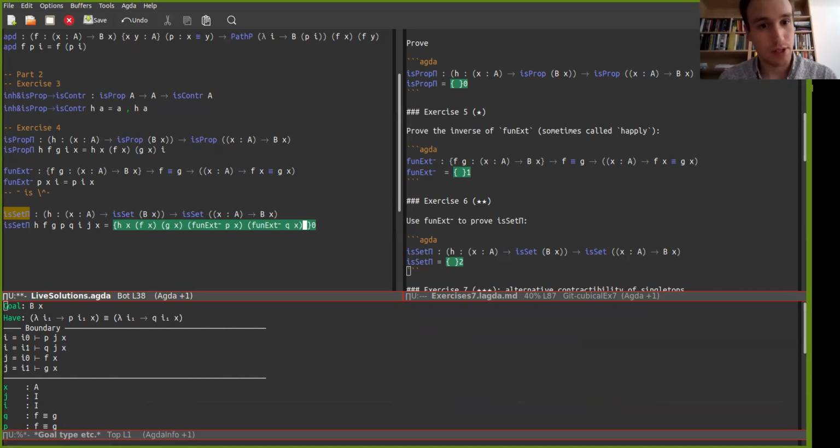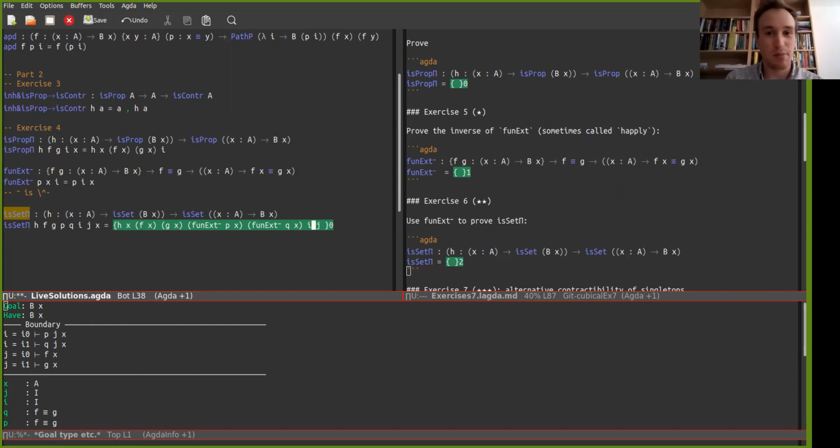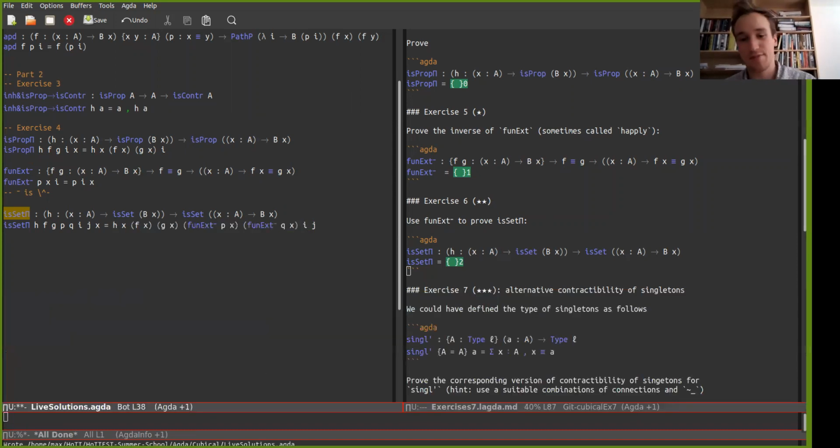So now we can start plugging in interval variables. Provided an i, we get a path between f of x and g of x. Provided a j, we get something of b of x. It might be a bit hard to see that this matches up on the boundaries if we plug in 0, 1 for i and j. But sometimes the best way forward is just to refine and see if Cubical Agda is happy.